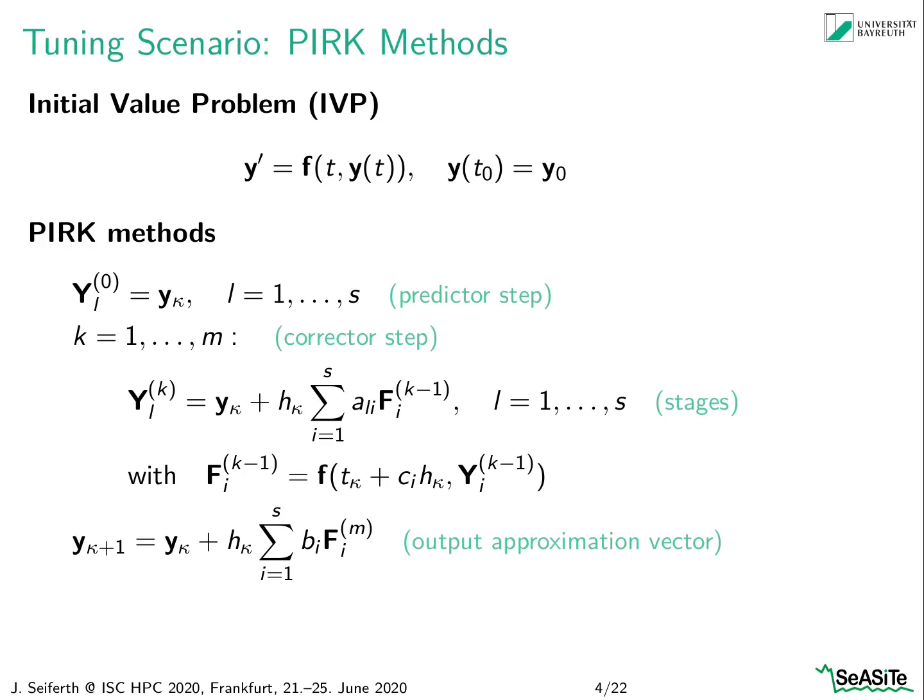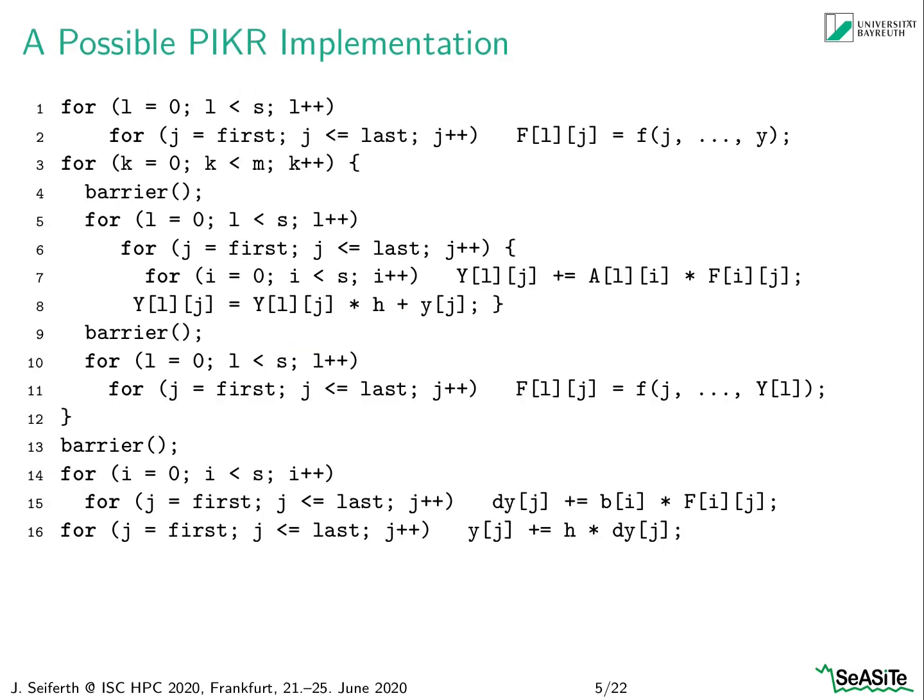Thereby, the used ODE base method determines the values of the Butcher table entries A, B, and C, as well as the number of stages S and the number of corrector steps M. A possible PIRK implementation could look like this. In the first two lines, we compute the predictor step.